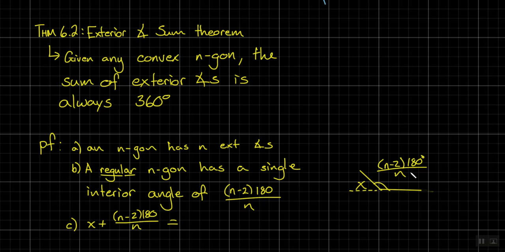What do these have to add up to? 180. Why? These form a straight line. Now, it doesn't matter if this is a real picture or not, right? They always will form a straight line like this, an interior and an exterior angle. Okay, now here's where it gets kind of ugly. I need to show that all my exterior angles add up to 360. That's the whole goal here.